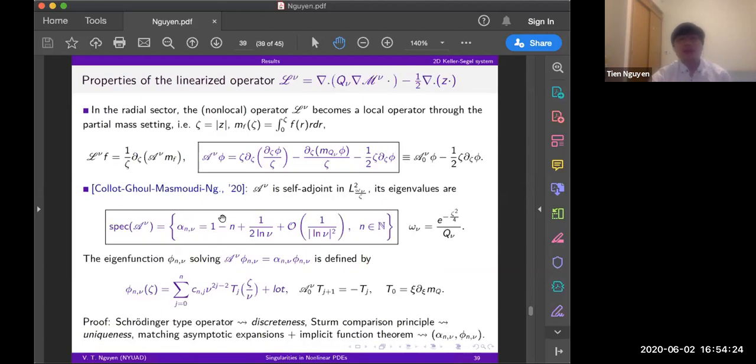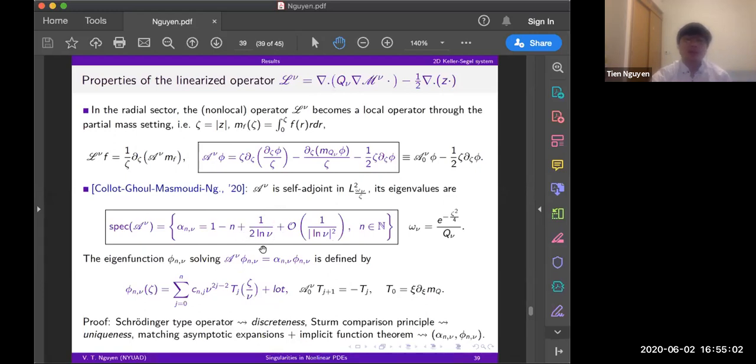So the main ingredient in our proof is the precise description of the spectrum of the linear operator. So in the radial sector, we are able to compute the spectrum of the linear operator based on the partial mass system. In particular, the linear operator is self-adjoint in some weighted L2 space, and the eigenvalue we are able to compute at the leading order is given by this formula. And we see here we have some log correction.